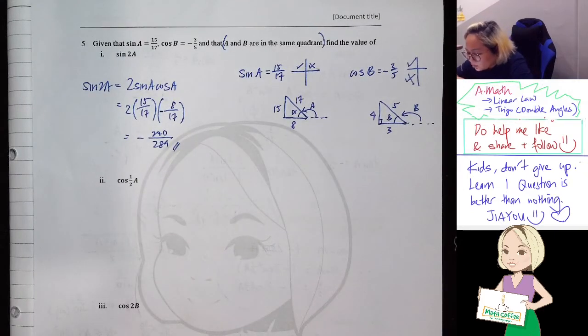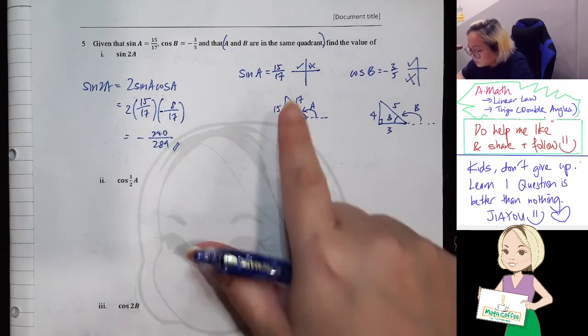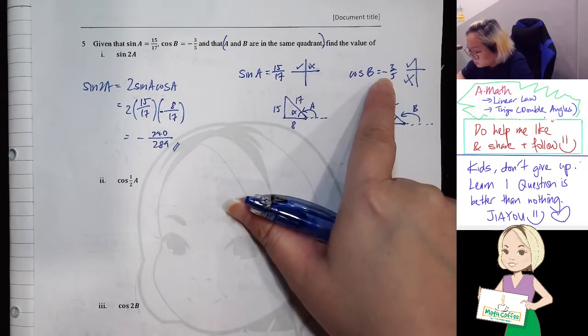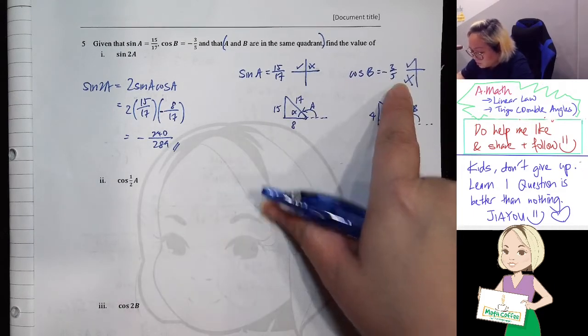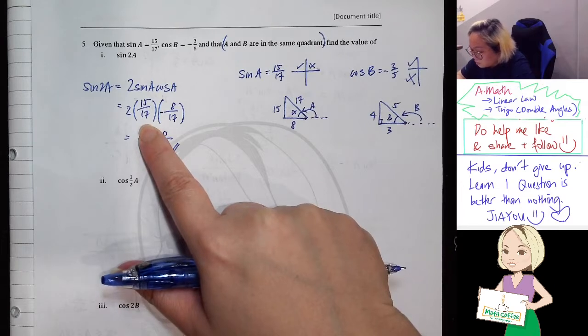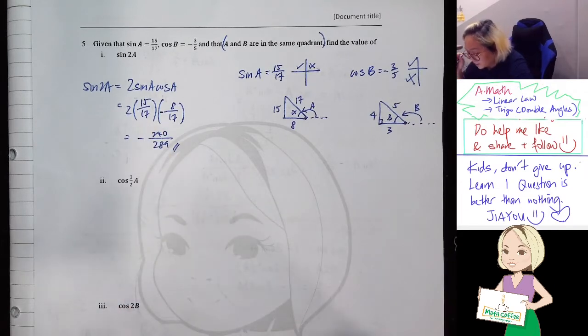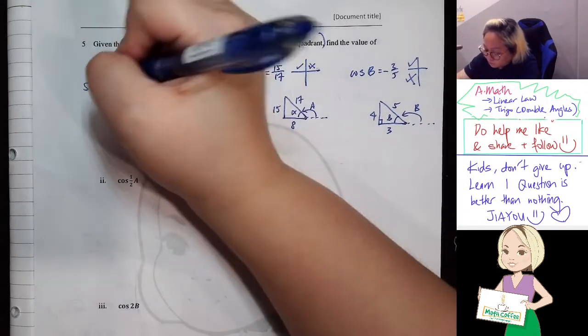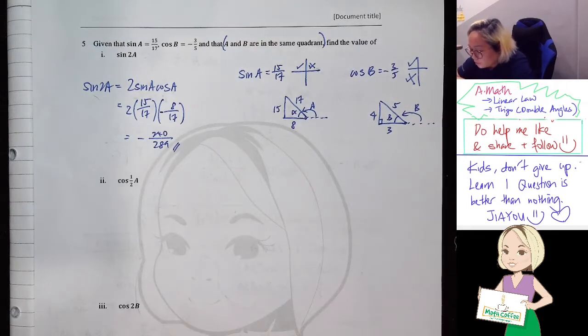Okay, wait. Mr. Carter, why no negative sign for B? Where? This one? Or this one? Where got negative sign? Which one are you referring to? Why no negative sign for B? Why must have this one?